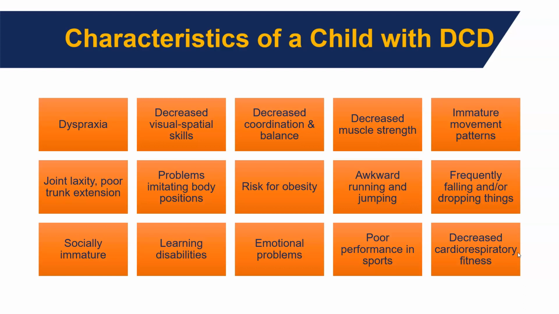There really is no typical child with developmental coordination disorder. There's a wide range and variety of motor impairments. Some children have poor fine motor control, some have poor gross motor control, and some have both. They do tend to adopt more passive interests, and that allows them to effectively avoid activities that expose their weaknesses. So some specific gross motor characteristics are decreased coordination and balance, decreased muscle strength, immature movement patterns, awkward running and jumping, poor performance in sports, and decreased cardiorespiratory fitness.